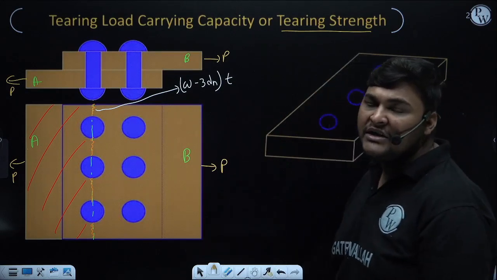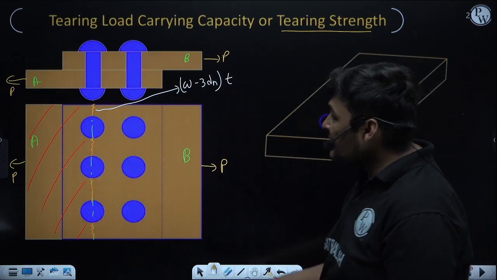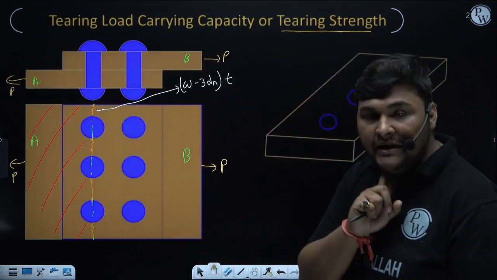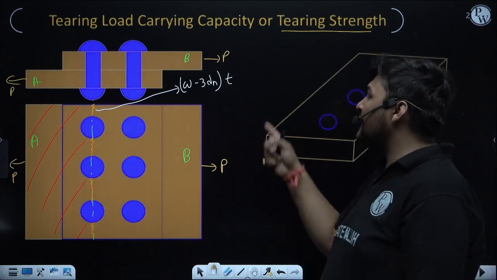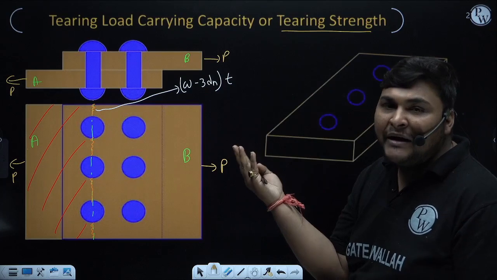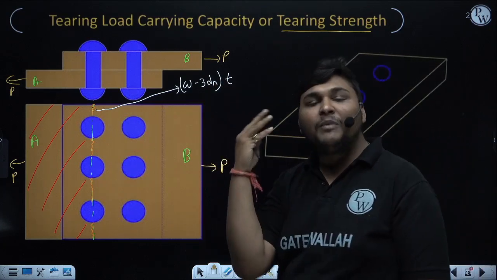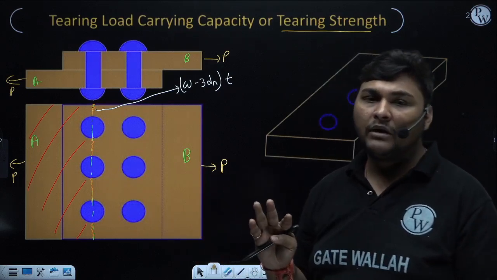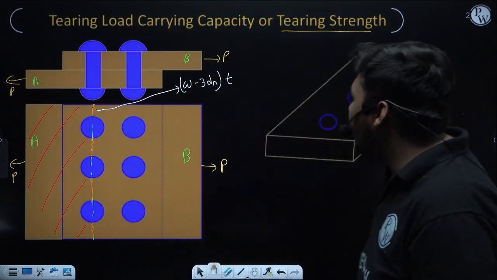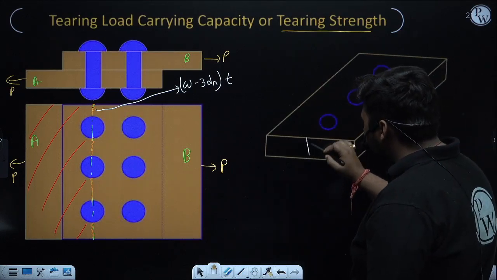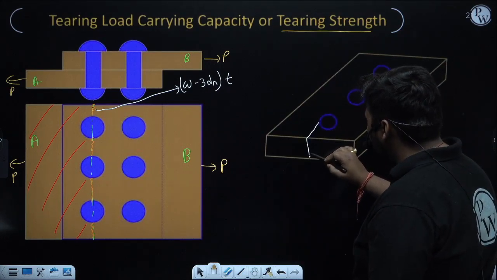We are calculating tearing area, so thickness of the plate. And thickness of which plate? Plate A, because right now we are talking about tearing of plate A. If you are taking tearing of plate B, you need to use the thickness of plate B. But right now you can take any plate because the width and thickness of both plates are the same, so whether you take plate A or plate B, the same result will come. So tearing area will be W minus 3dh into T. Here in this diagram also you can imagine.